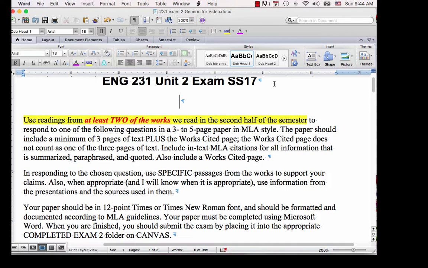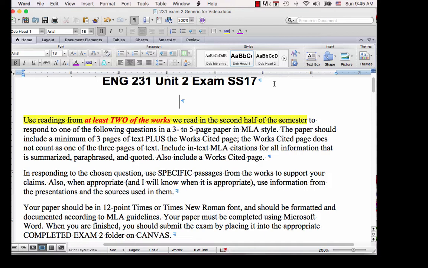You have to have 3 pages of text plus the works cited page. The works cited page doesn't count as a page of text. So no, you can't turn in an exam that has only 2 pages of text plus the works cited page. No, no, no, no, no. You won't pass if you do that.